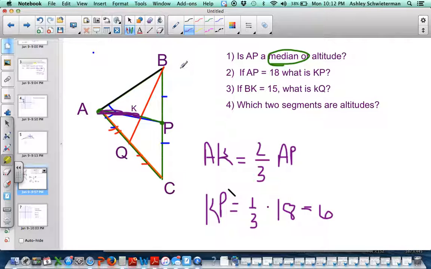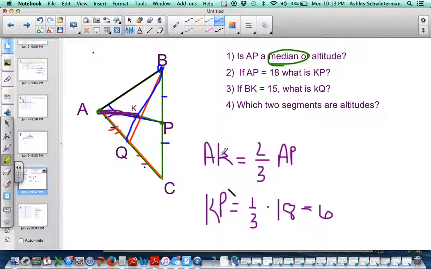And then it looks at BK and KQ. And if I look at that, this is also a median because we're going from the vertex to the midpoint of the opposite side. I know it's a midpoint because the hash marks are the same. That means they're equal. So this is a median. If BK this time, they're giving us this part. They're giving us from the vertex to the centroid is 15.